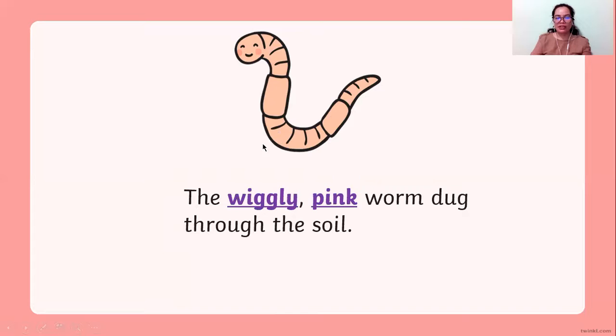Worm is a noun. So the description of the worm is wiggly and pink. So the wiggly pink worm dug through the soil. Okay, so how we describe the worm is wiggly and pink. You can also say that this worm is long. Okay, so the long worm. Long is also one of the descriptions of the worm. Okay, but it's up to you. So this is only some of the examples of how we are going to describe the nouns.